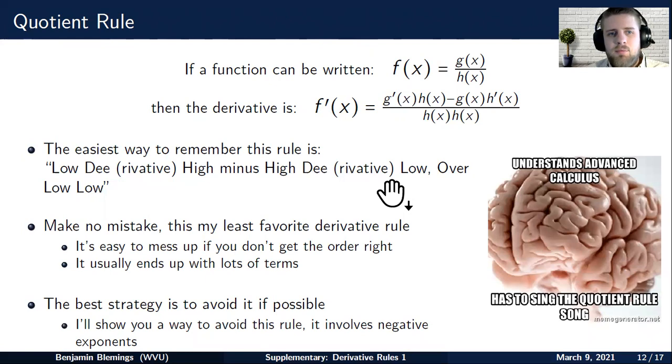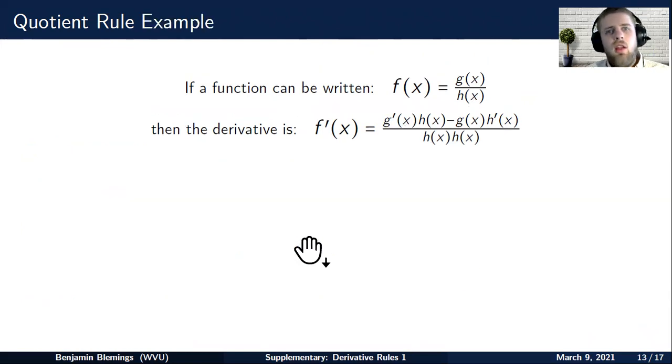And so low d high, low is just, here's low, the d high minus high d low over low low, low squared. Anyway, that's the quotient rule song.